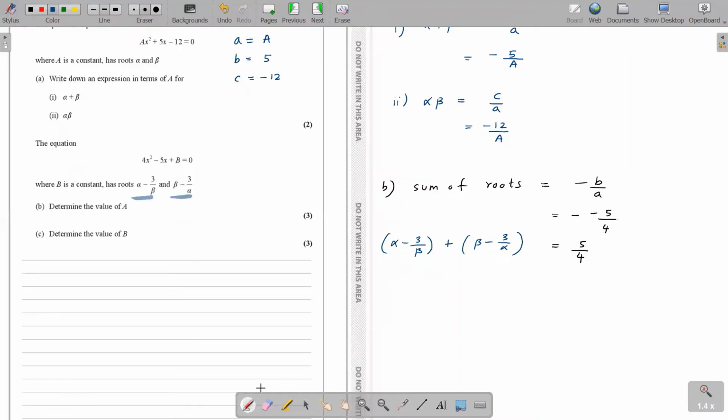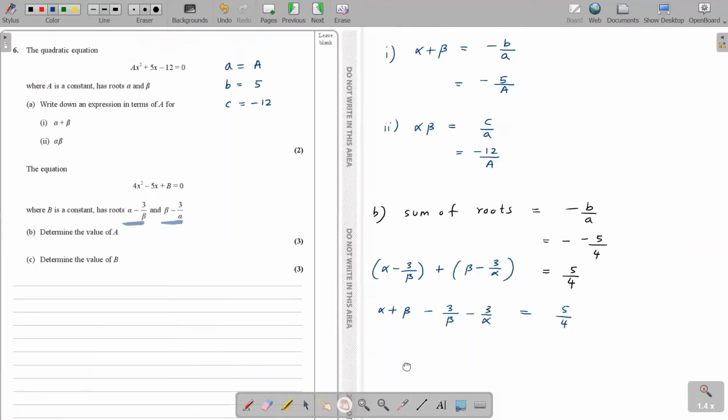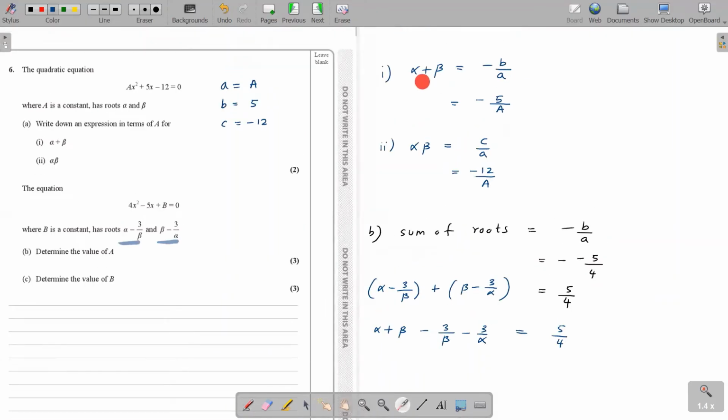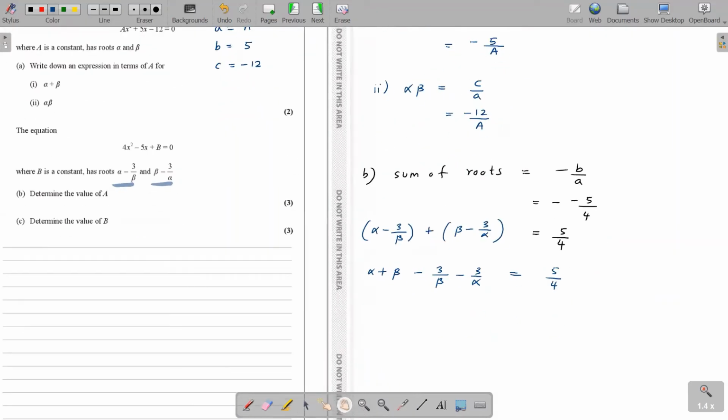What do we get? Can you all simplify? Alpha minus 3 over beta plus beta. I'll bring the like terms together. I get here minus 3 over beta minus 3 over alpha. Shall we simplify here? I think alpha plus beta we already know, right? Who is alpha plus beta? Can you see alpha plus beta is minus 5 over a. So we will use the help from part A.